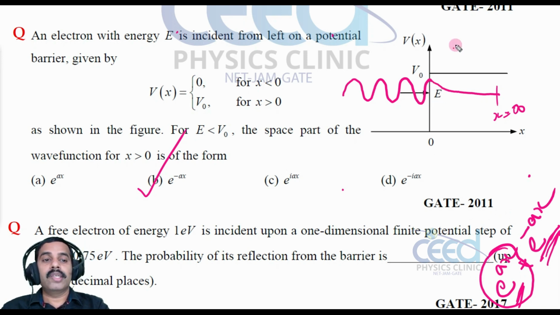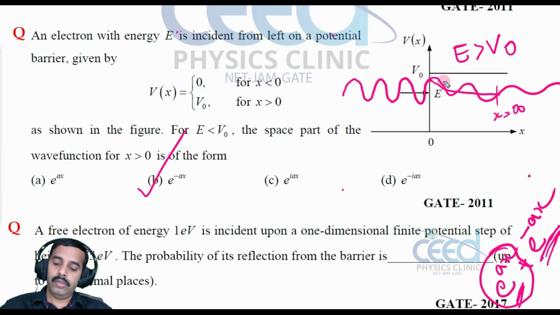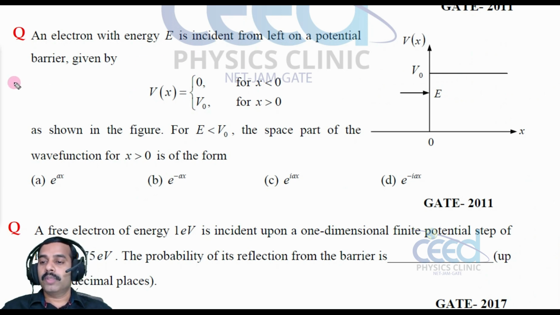But if you consider the E greater than V0 condition, then we can use both terms, right? Because it can travel a long distance, because the energy of the hitting particle is very large. Okay, so option B is correct. Now let us come to another question.